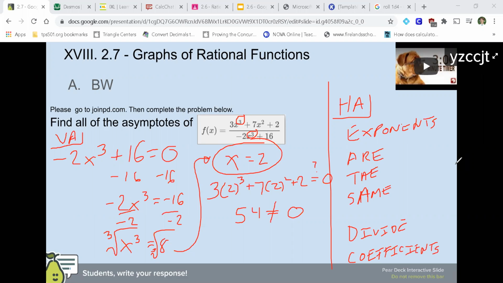Divide the coefficients. So my coefficients are 3 and -2. So y will equal 3 over -2, or -1.5. If it was bigger on top, there would be none. If it was bigger on bottom, it would be y equals 0. And if exponents are the same, you divide the coefficients.